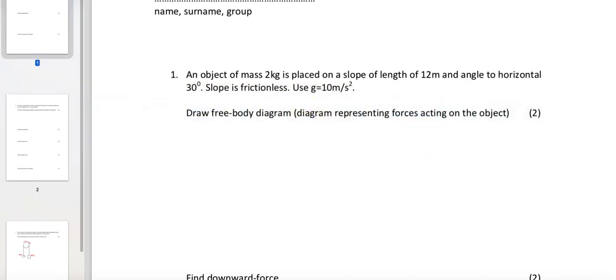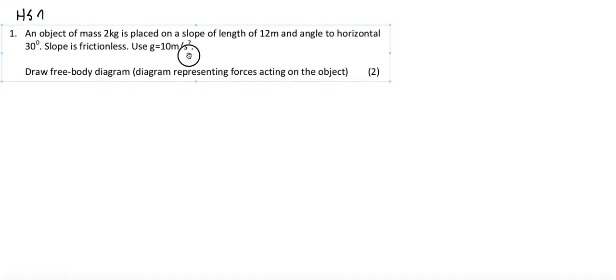Okay. So exercise number 1 was related to the slope. An object of mass 2 kilograms is placed on a slope of length 12 meters and angle to horizontal 30 degrees. The slope is frictionless. Use g equals 10 meters per second squared. You have to draw a free body diagram, so a diagram representing forces acting on the object.